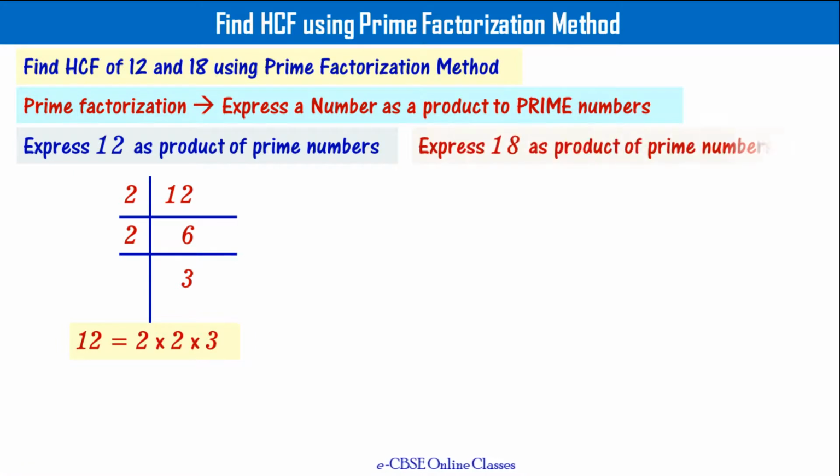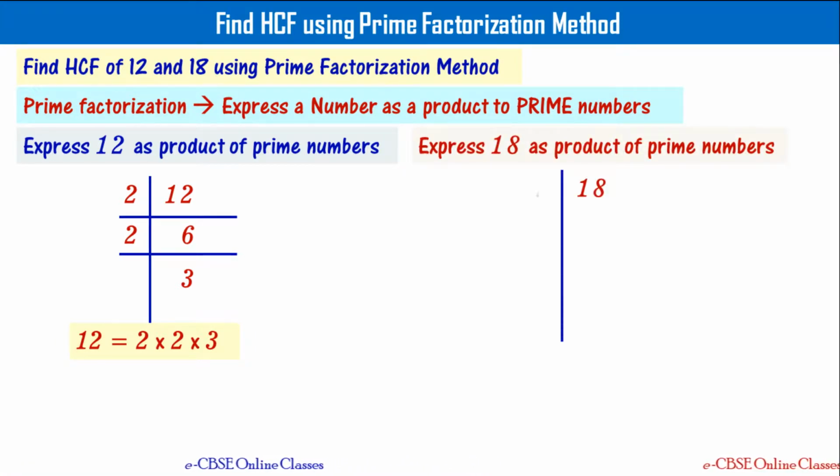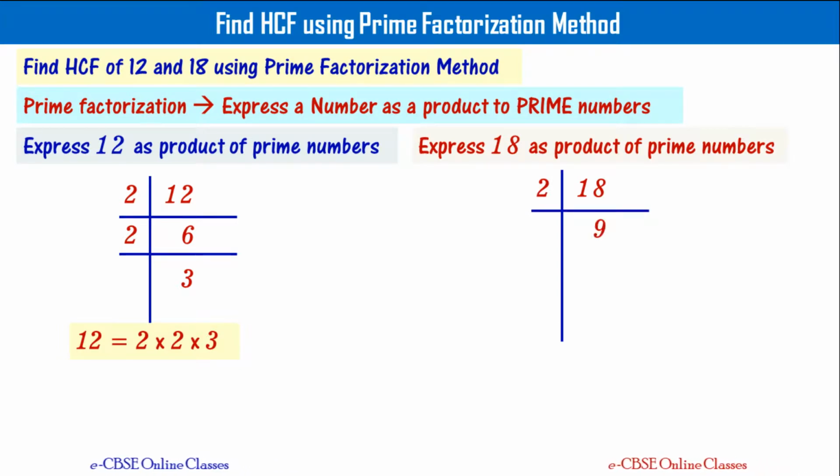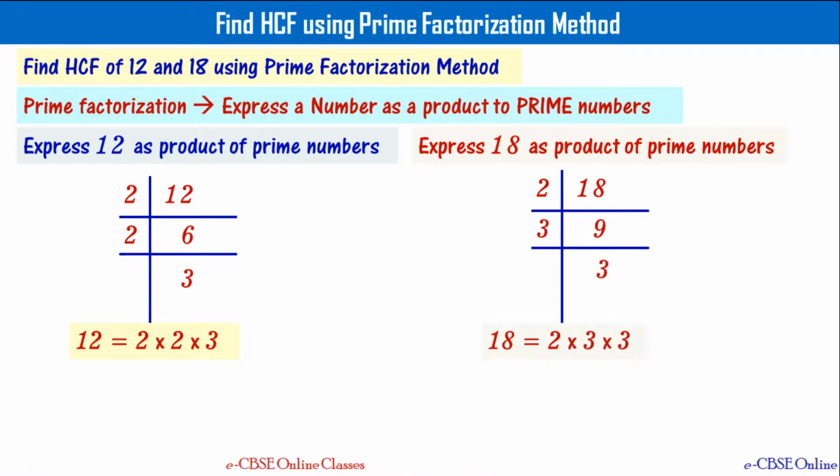Similarly, let's express 18 as product of prime numbers. So 18 can be divided with 2, and then you get 9. 9 you have to divide with a prime number such as 3. When you do that, you get 3, and stop there and write 18 as 2 times 3 times 3.